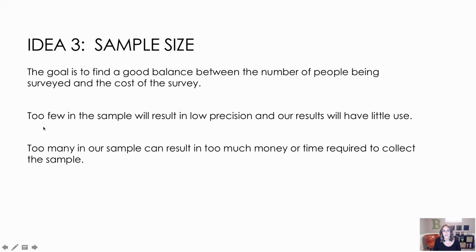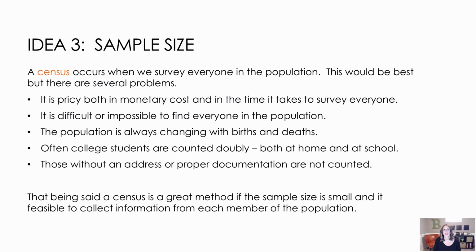If you don't have enough in the sample, then you're not going to get a good representation of your population, and then your survey will not really have any usefulness. But if you have too many, it can cost too much money or too much time to collect all of the results. A census occurs when we survey every single person in a population.